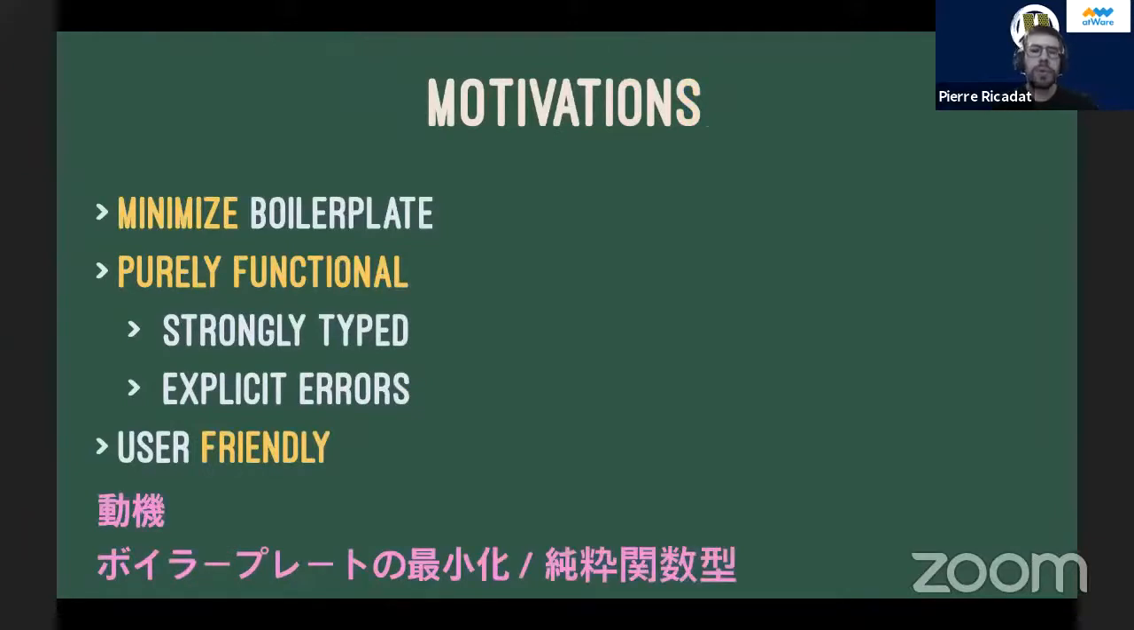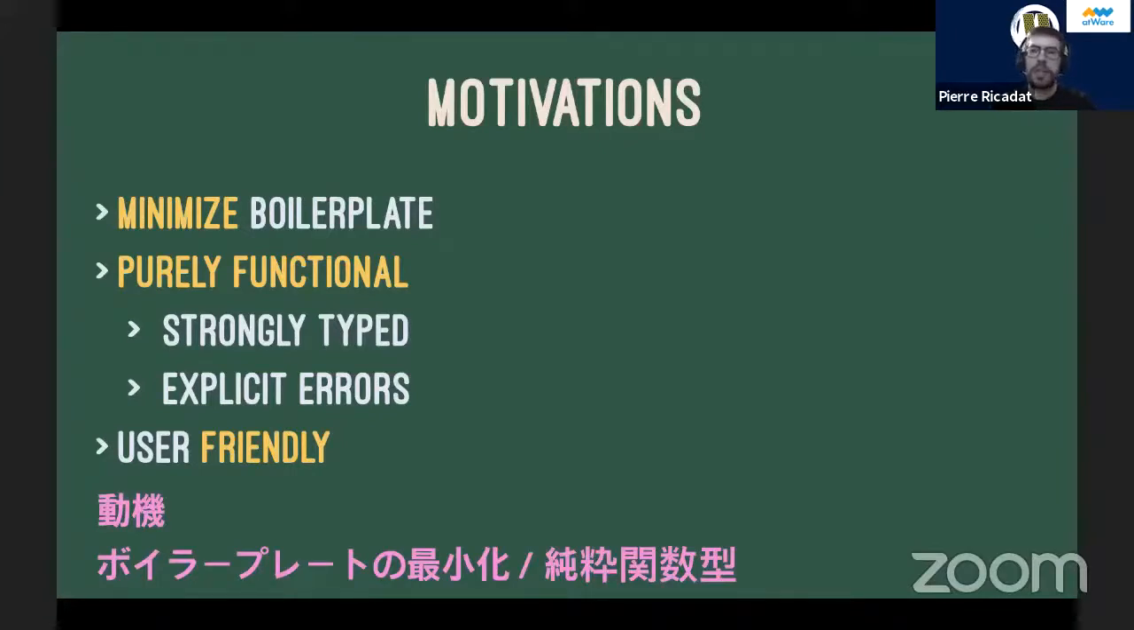So first, why did I decide to create a library when there was already one existing? The main reason, the first reason, was that I had an existing REST API that was pretty big, and I wanted to turn it into GraphQL. But I realized that I had to write a lot of boilerplate in order to expose this big REST API with 100 endpoints into GraphQL using Sangria.